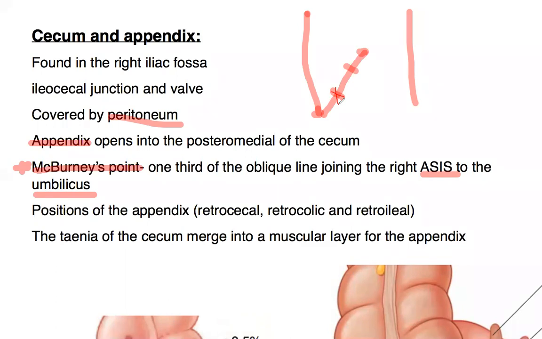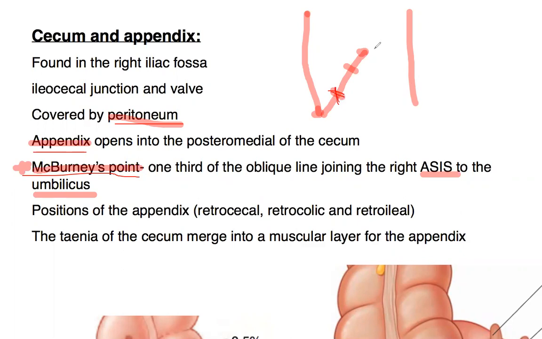This is an important one. Yeah, of course, I'll repeat. So basically, we said we want to talk about the appendix more than the cecum. So the appendix basically is covered by peritoneum. Its location is something called McBurney's point. So that's the location of the appendix. The location of the appendix is right here.